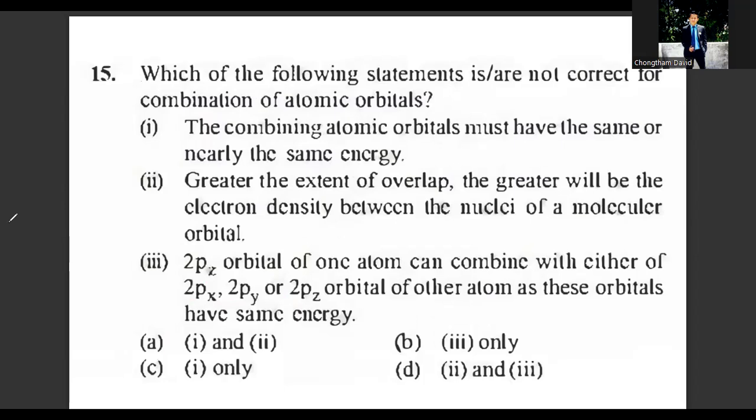Question number 15. Which of the following statements are not correct for combination of atomic orbitals? Atomic orbitals having the same or nearly the same energy will not combine if they do not have the same symmetry axis. The 2pz orbital of one atom cannot combine with 2px or 2py orbitals of the other atom because of their difference in symmetries. So we can say 3 is the only correct answer. Still they cannot combine.